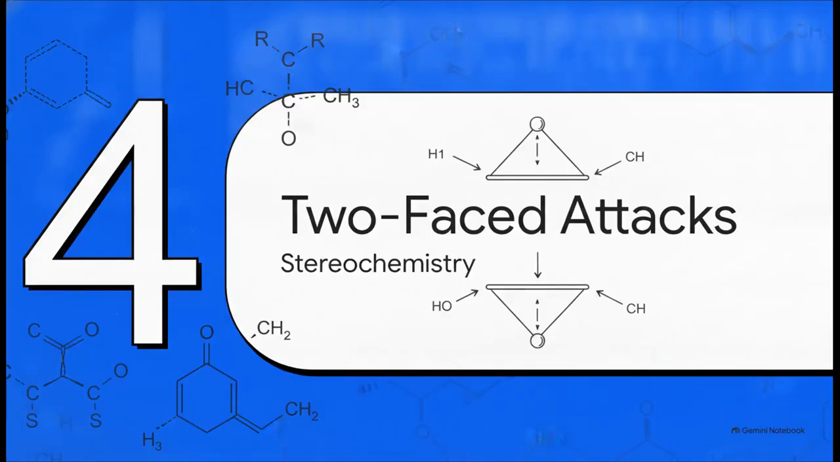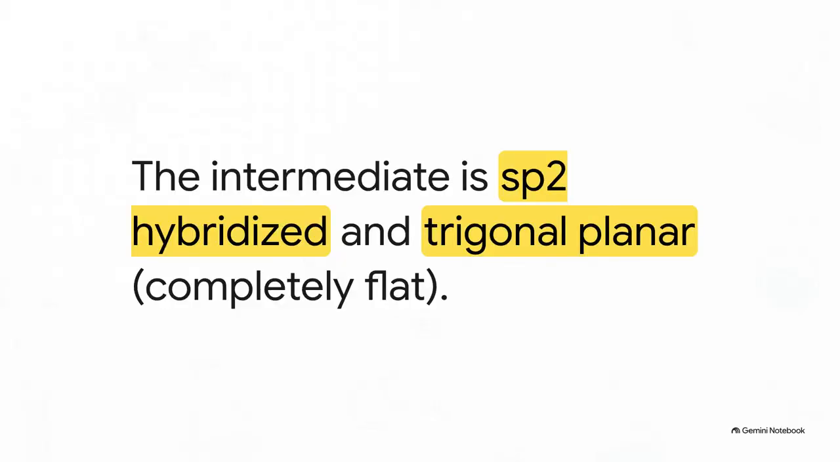Section 4, two-phased attacks. Let's look at the stereochemistry. When that leaving group departs in step 1, the carbon atom undergoes this wild geometrical transformation. The intermediate carbocation actually becomes sp2 hybridized. Visually, that means it's trigonal planar. Or in everyday terms, it is completely flat like a pancake.